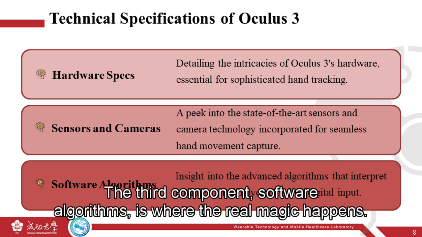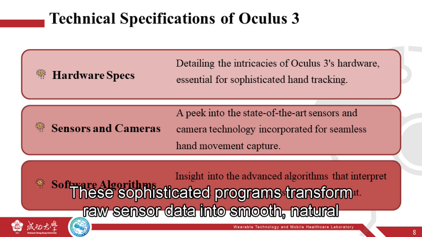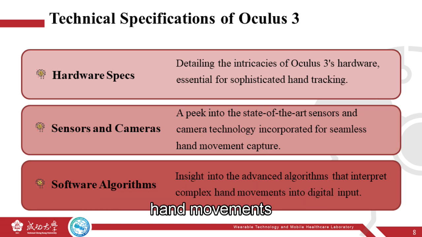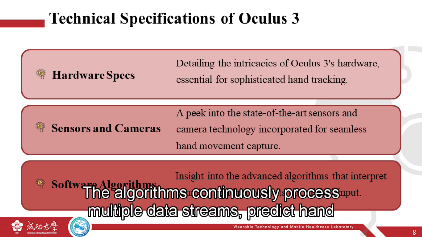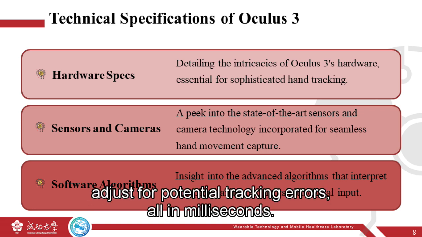The third component, software algorithms, is where the real magic happens. These sophisticated programs transform raw sensor data into smooth, natural hand movements in virtual space. The algorithms continuously process multiple data streams, predict hand positions, and adjust for potential tracking errors, all in milliseconds.